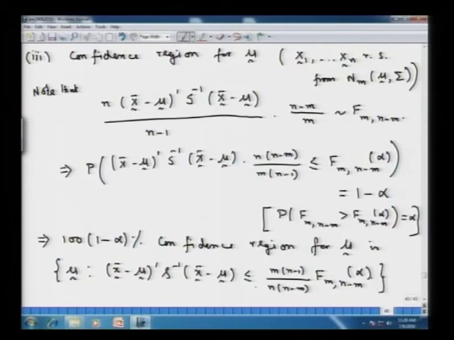So, this is an ellipsoid. What we have is that this ellipsoidal region gives us the 100 times (1 minus alpha) percent confidence region for this mu. For every mu that satisfies this particular condition, that it is within this particular boundary region here, that ellipsoid leads us to the 100 times (1 minus alpha) percent confidence region for this mean vector mu. Now, next let us move on to simultaneous confidence intervals.